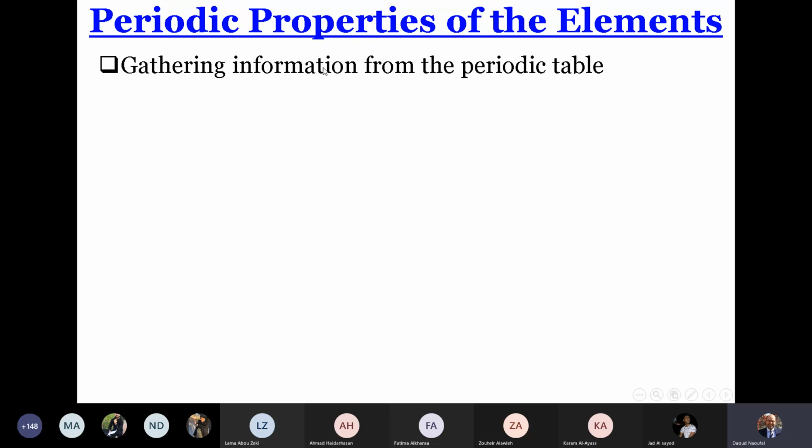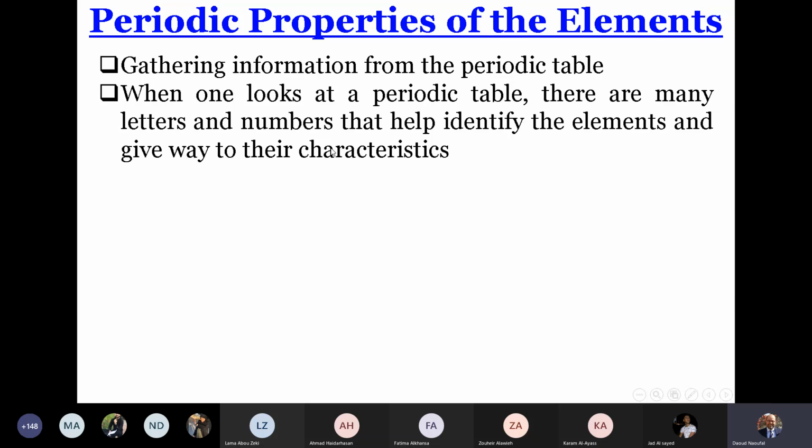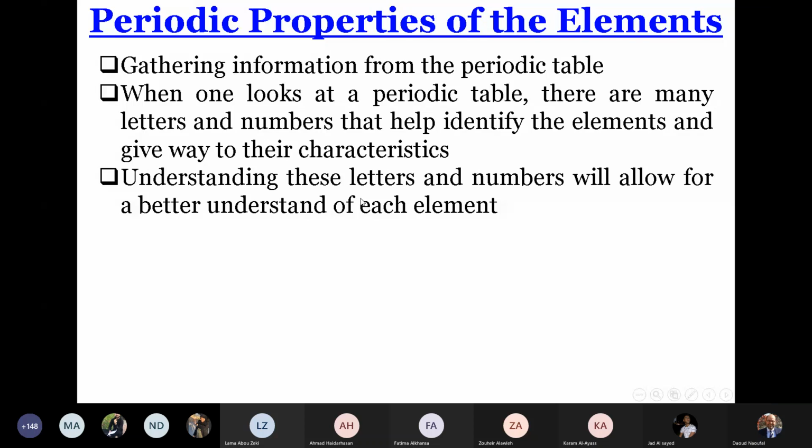So we have some information from the periodic table. When one looks at a periodic table, there are many letters and numbers. And these letters and numbers help to identify the elements and to know their characteristics. If we understand these letters and numbers, we can better understand the properties of the element.